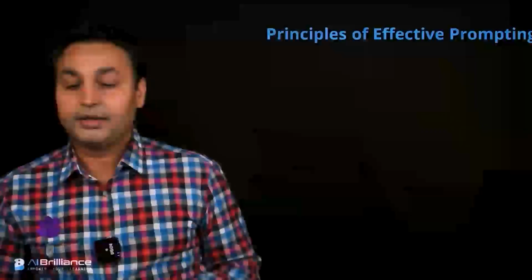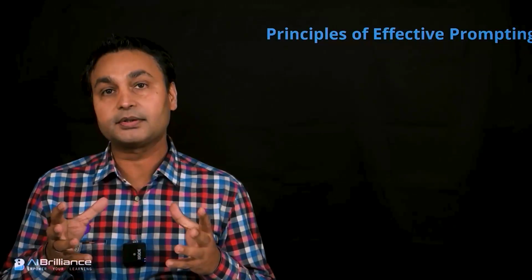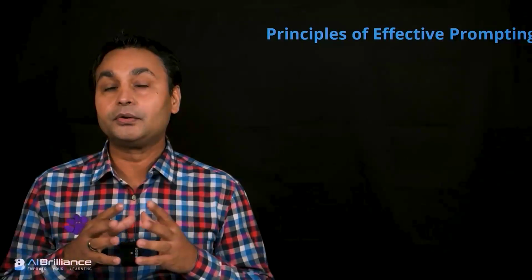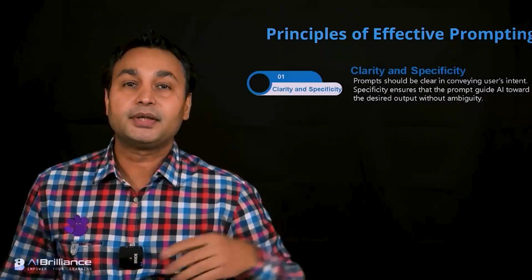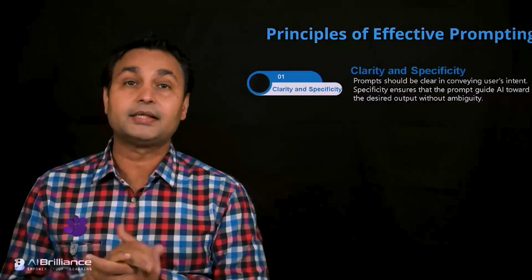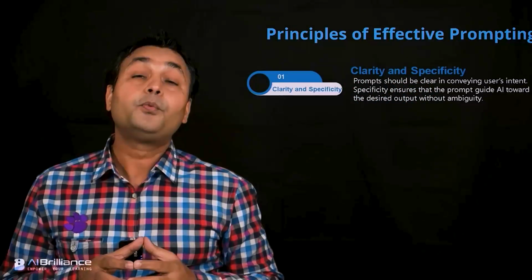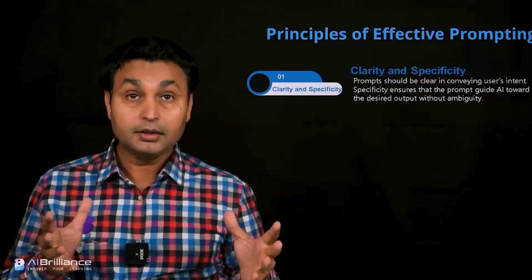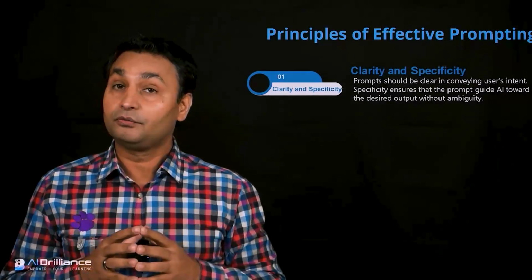So given the discussions that we had previously with the warm-up exercises, from this set of exercises and the discussion, we can derive some key principles that you should be thinking about when doing prompting with interfaces like ChatGPT. The first principle is clarity and specificity. A prompt should be clear in conveying the user's intent, and it ensures that the prompt guides the AI toward the desired output without ambiguity.